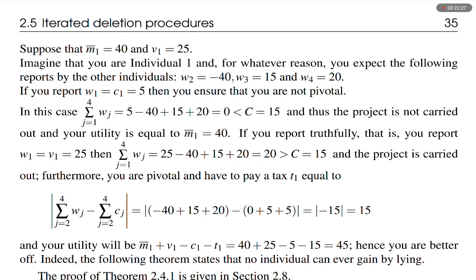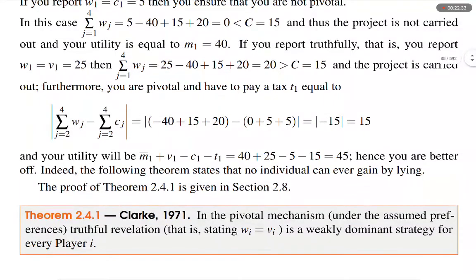Furthermore, you are pivotal and have to pay a tax T sub 1 equal to the absolute value of the sum of W sub j from j equals 2 to 4 minus the sum of C sub j from j equals 2 to 4, which equals the absolute value of (negative 40 plus 15 plus 20) minus (0 plus 5 plus 5), which equals the absolute value of negative 15, which equals 15.